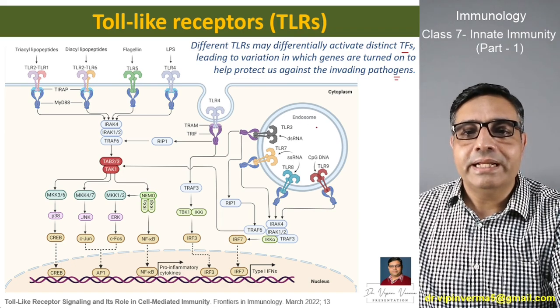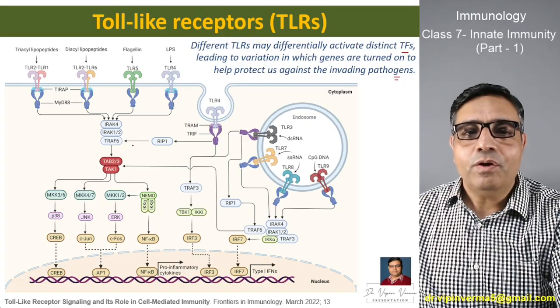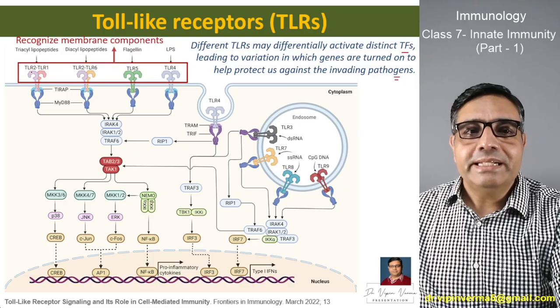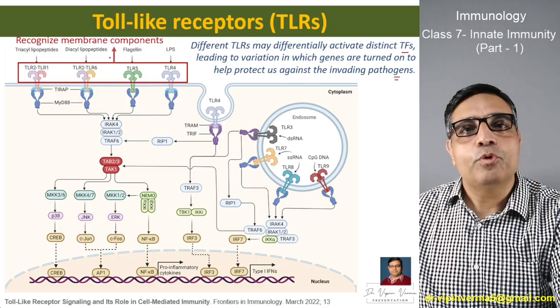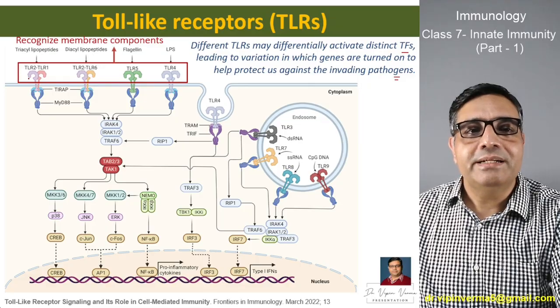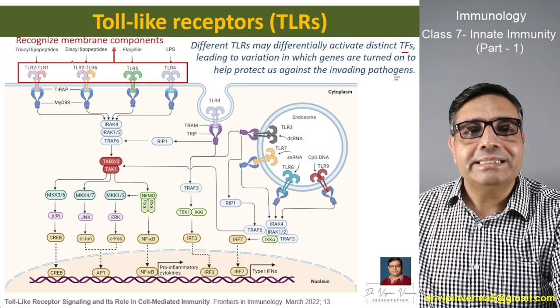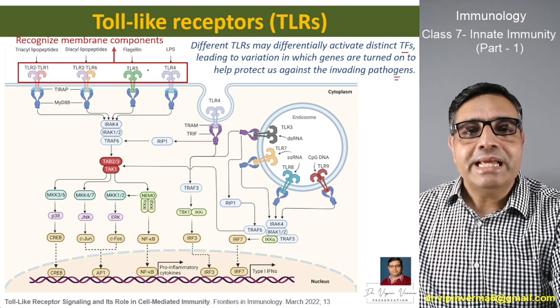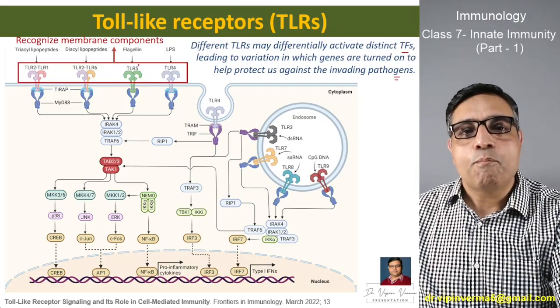Then in the endosome we have TLR3, 7, 8, and 9. TLR2, TLR1, 6, 5, and 4 recognize membrane components. TLR2, TLR1 recognizes triacyl lipopeptides. TLR2, TLR6 recognizes diacyl lipopeptides. TLR5 recognizes flagellin, and TLR4 recognizes LPS. So they recognize the membrane components.